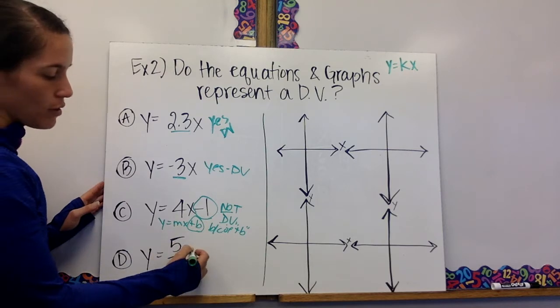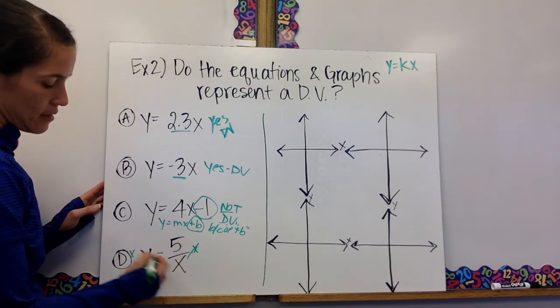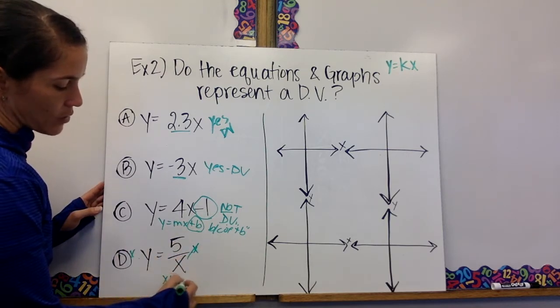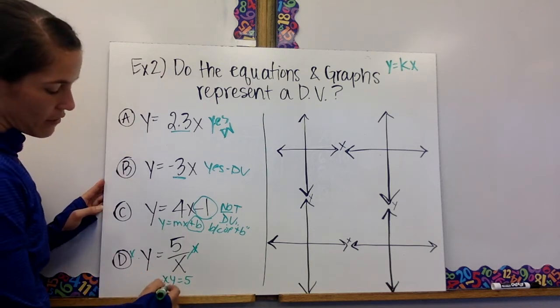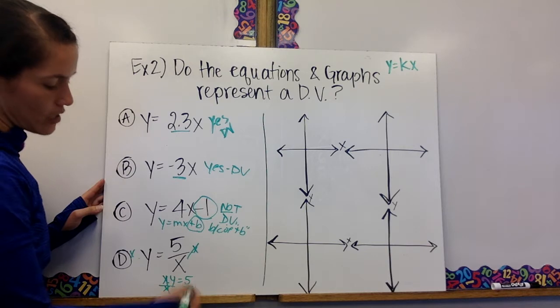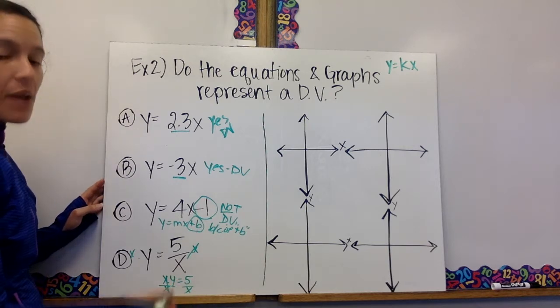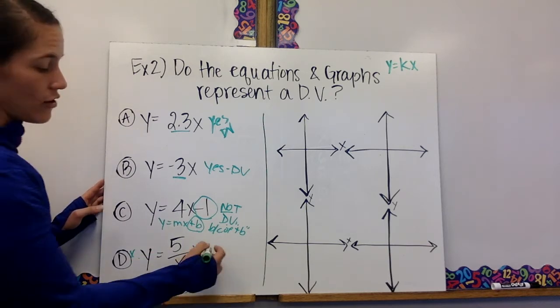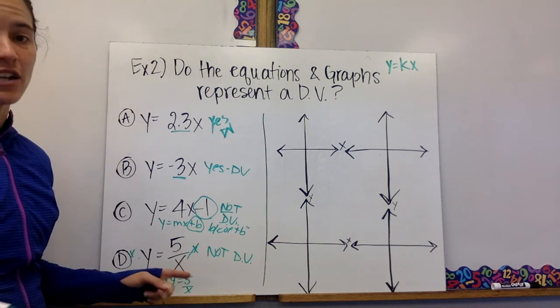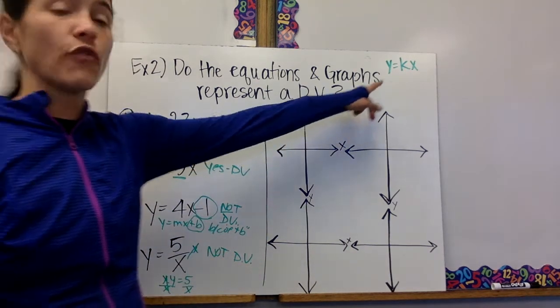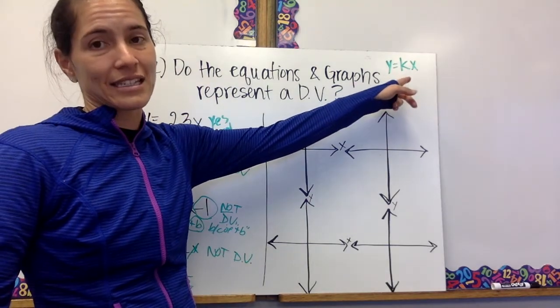So if I were to multiply both sides by x, I would have x times y equals 5. But then to get y by itself, I would divide by x, and then I'm right back where I started. Because x is in the denominator, this is not a direct variation. This is not a direct variation because it's not in the form of y equals kx.